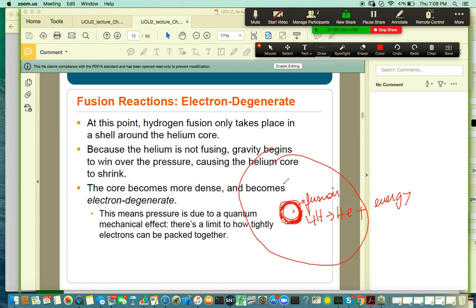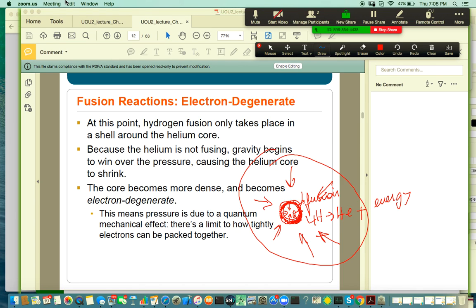At the same time, because now the star is exerting a full downward force on the core, since the core is now supporting the entire weight of the star, the core will contract, will shrink under the weight of the star. Why was the core not shrinking before? Because the core was producing energy as a result of fusion reactions.